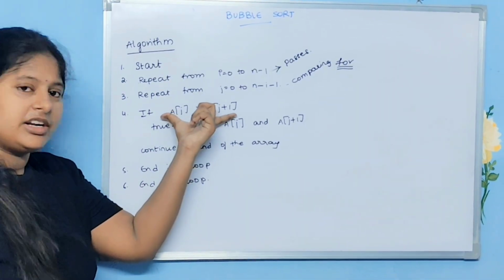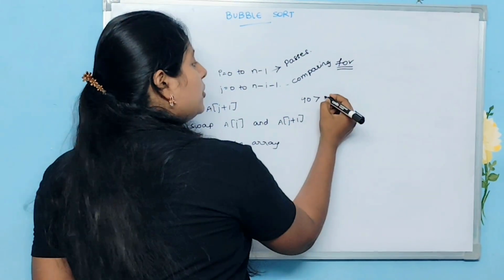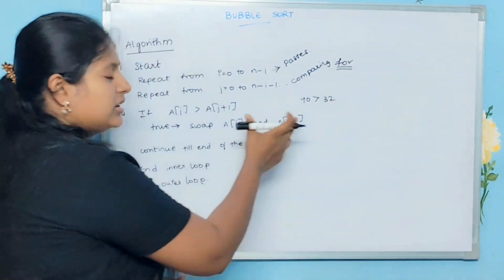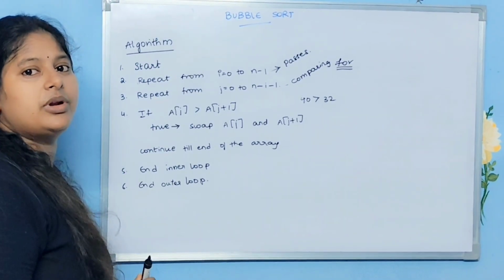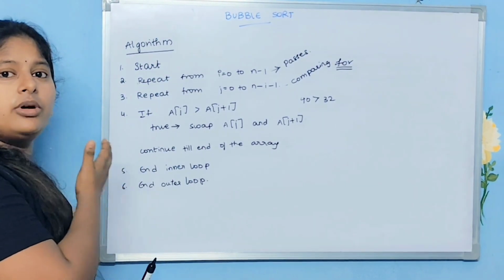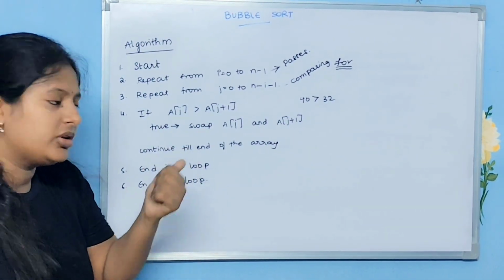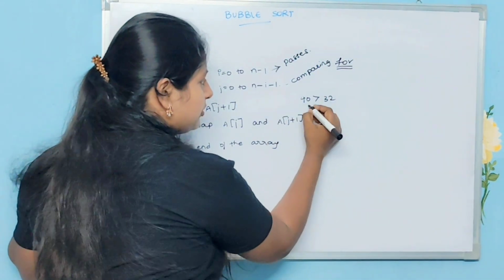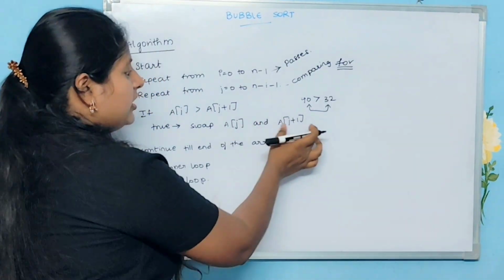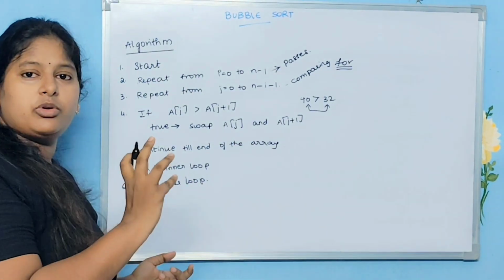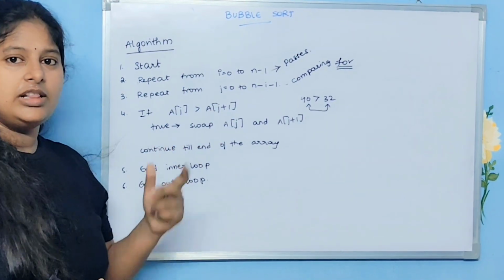Now, in case this condition is true, suppose A of 0 has 40 and A of 1 has 32. This condition is true. That means if you are trying to arrange in ascending order, all the least valued elements should be in the low index, that means 0, 1, like that. But here 40 is placed at the first position. So they have to get swapped. So you will interchange them like this. In the A of j position, you will write A of j plus 1, and in the A of j plus 1 position, you will write A of j. Right? So you have to continue this process till the end of the array.